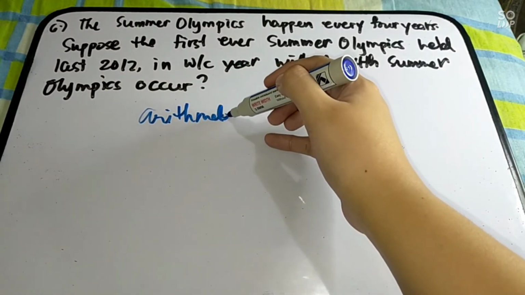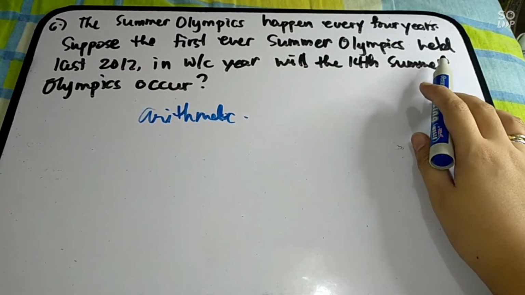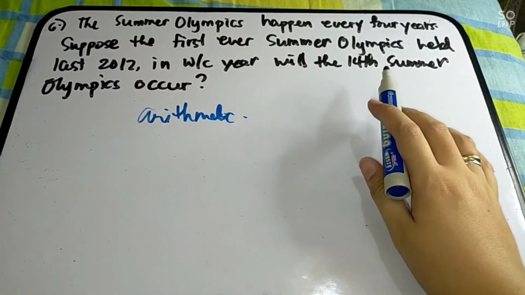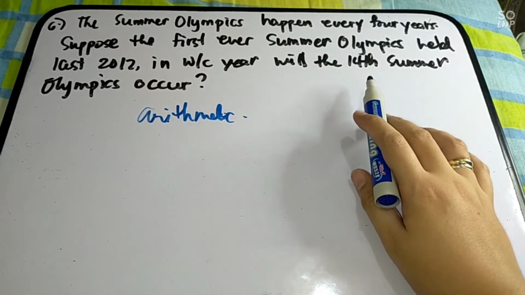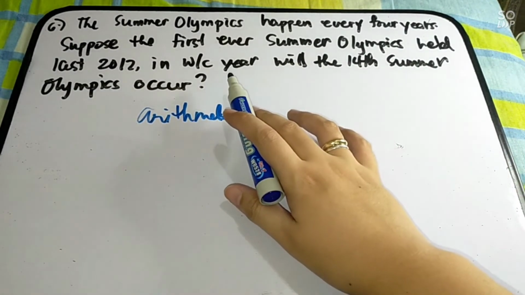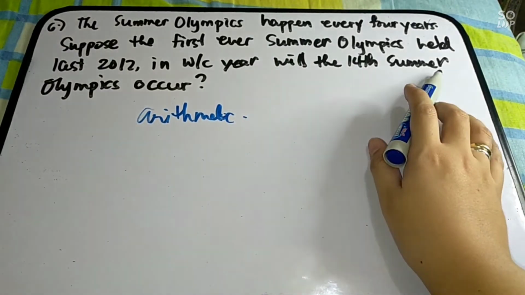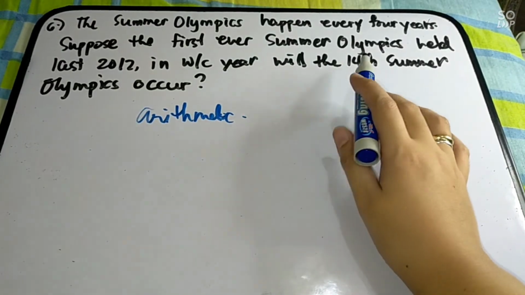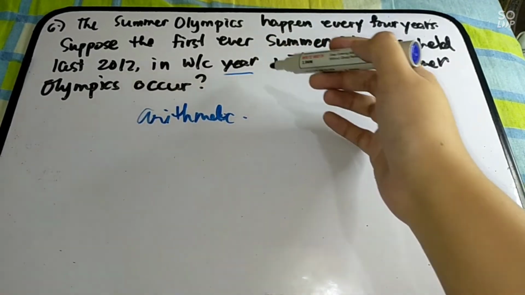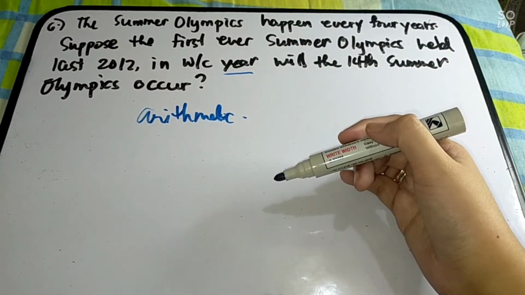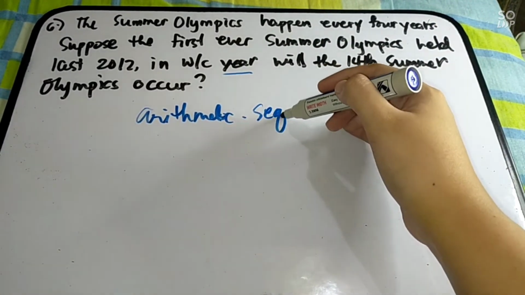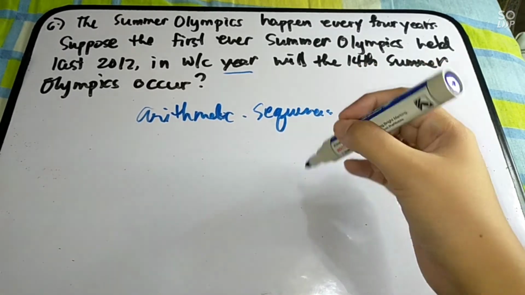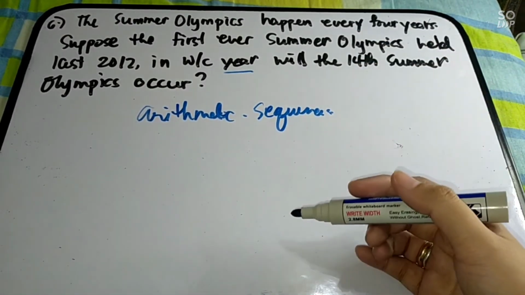Addition tayo eh. So, after addition, let us say if it's a series or sequence lang. Sabi niya dito, in which year will the 14th Summer Olympics occur? So, identified yun year. So, kailangan makuha natin yung specific year. So, therefore, sequence lang tayo. So, wala naman siyang total na hinihingi.